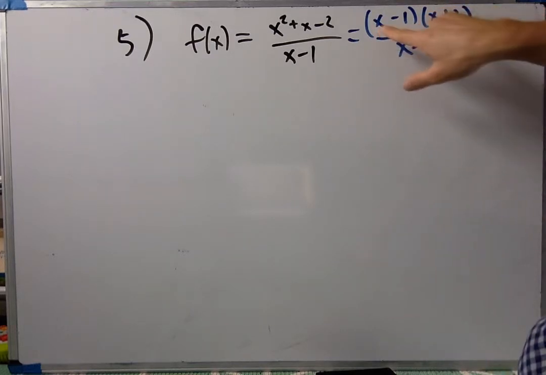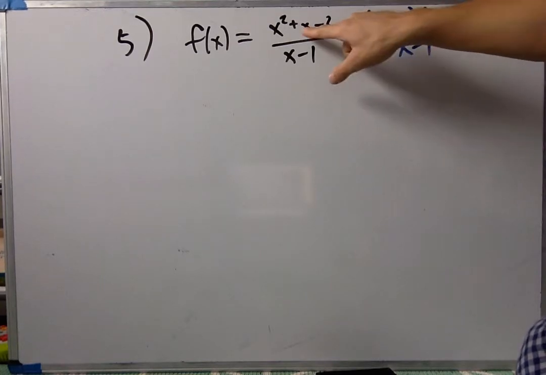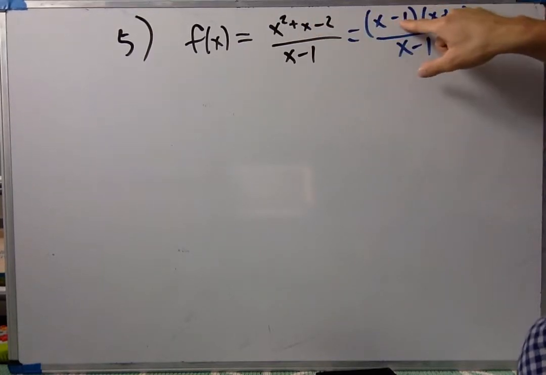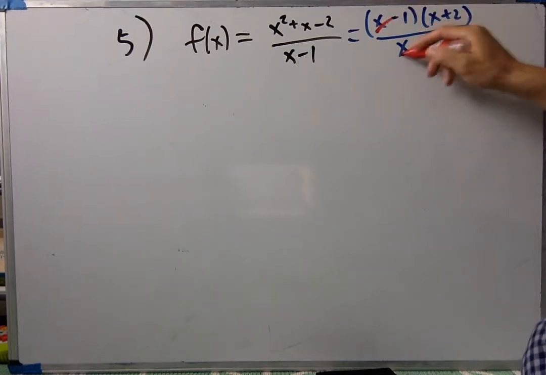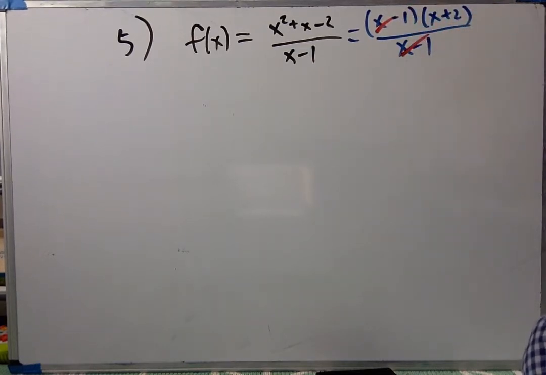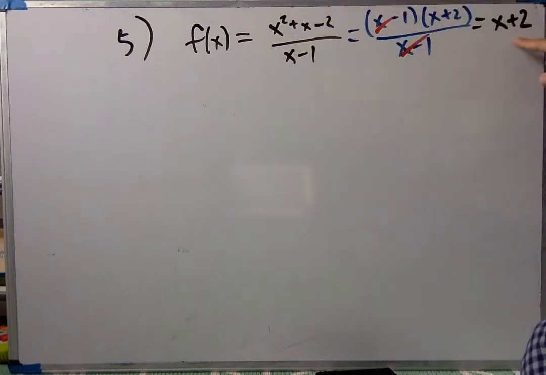Because x times x is x squared, minus x plus 2x gives me the positive x in between. Negative 1 times 2 is negative 2, so it factors correctly. And since I have that, I can actually cancel, right? I can cancel the x minus 1s, and so in the end, I just get x plus 2.